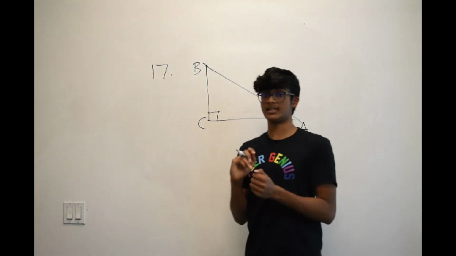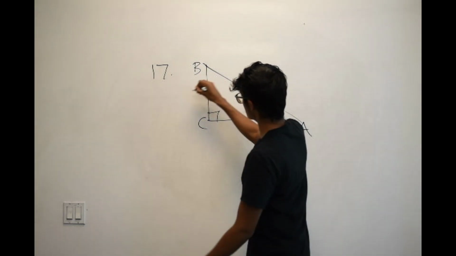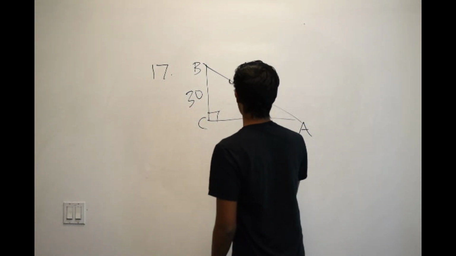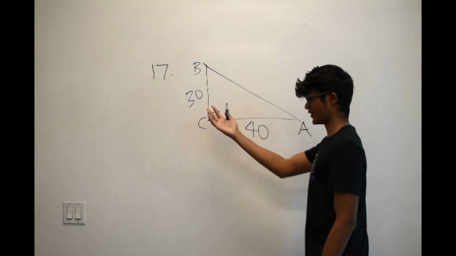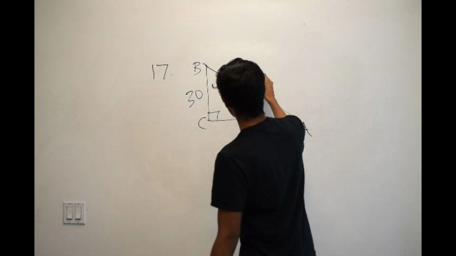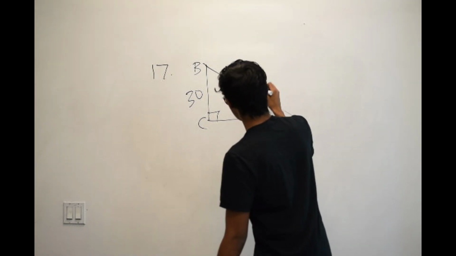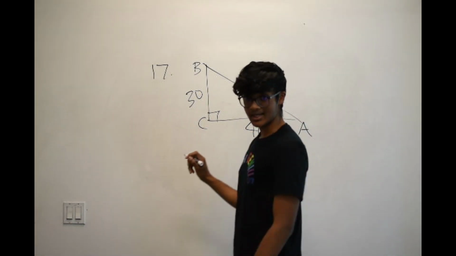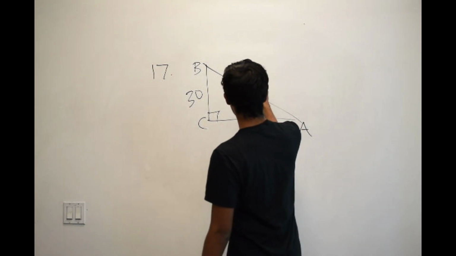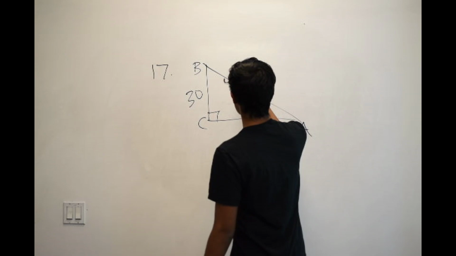So given that angle BCA is the right angle, BC equals 30 and AC equals 40. So this is very obvious that it's going to be a Pythagorean triple 3, 4, 5. So that should be 50. And it's asking for D on side AB. So let's say D is right here or something.